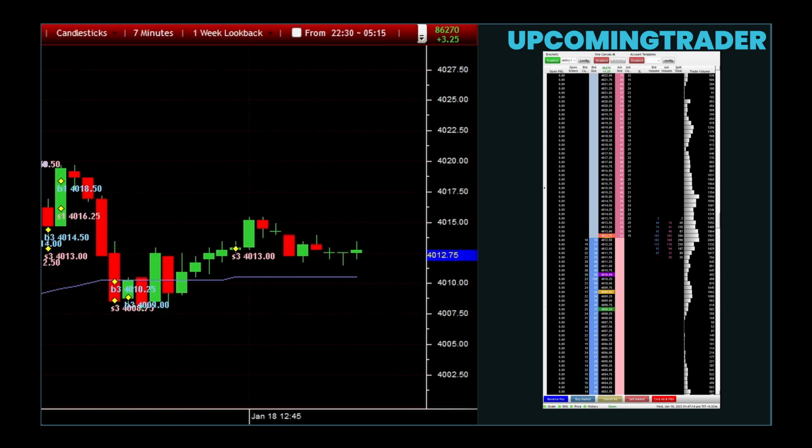Pennants are similar but are more triangular in shape. When combined with volume profile, these patterns can give you a clear signal on when to enter a trade and ride the continuation. Wedges are another type of pattern to be aware of. Rising wedges and falling wedges both indicate a reversal.